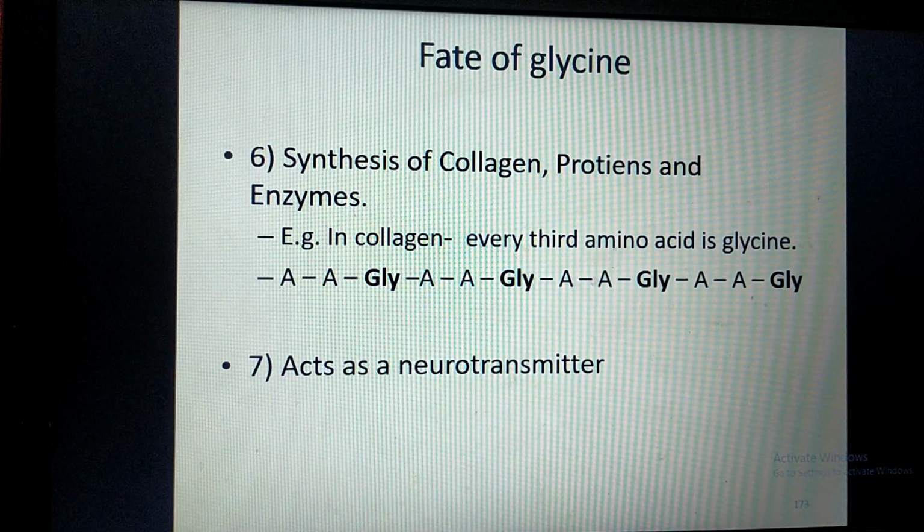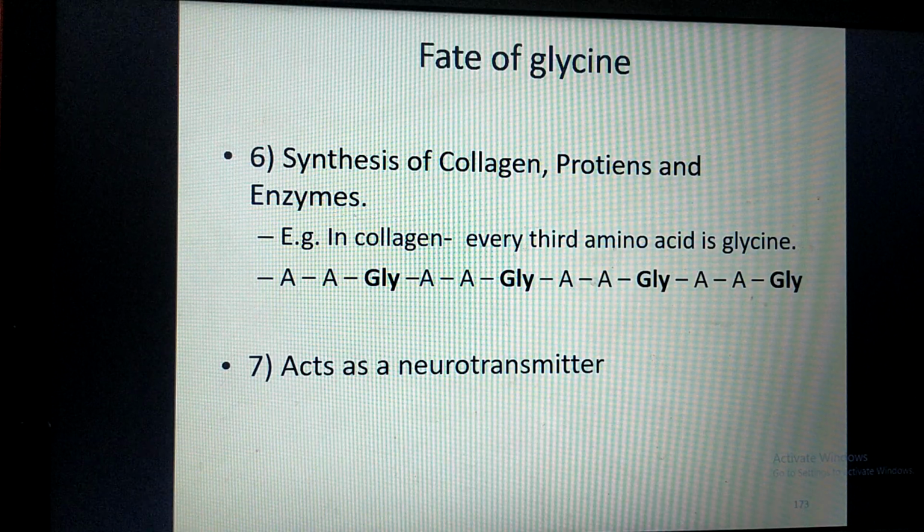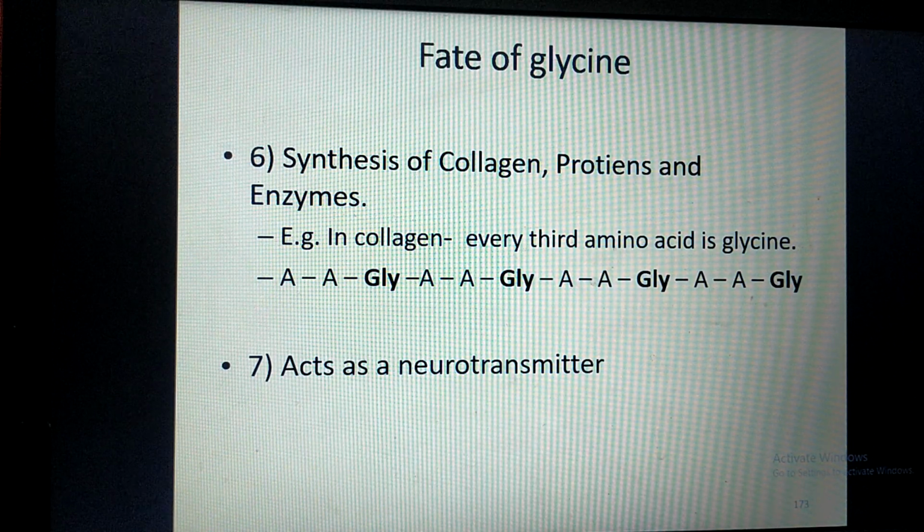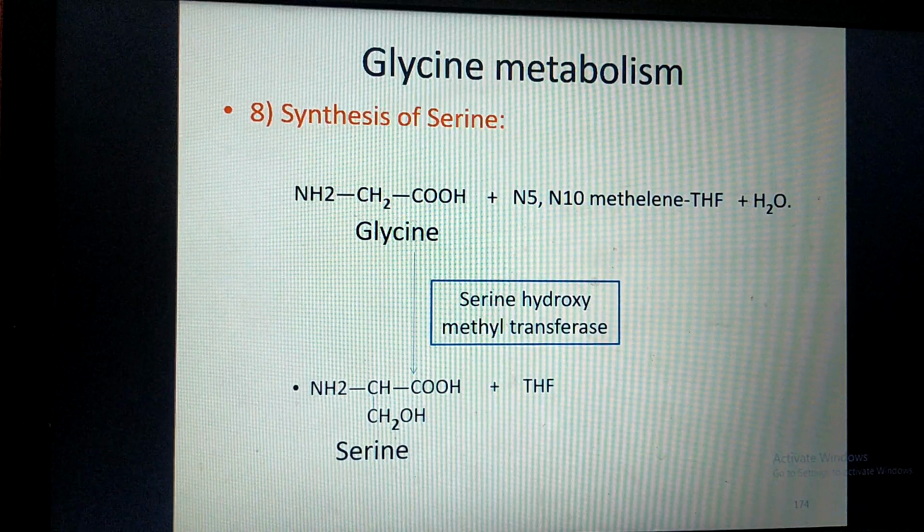Next is synthesis of collagen, proteins and enzymes. Collagen is a protein present in the muscle. In collagen, every third amino acid is glycine. In various body proteins and enzymes, glycine is present along with other amino acids. Next, glycine itself acts as a neurotransmitter in the central nervous system and brain. And the last is synthesis of serine.